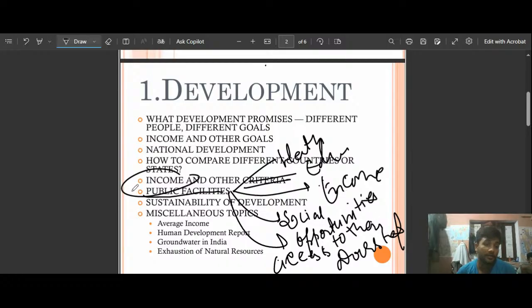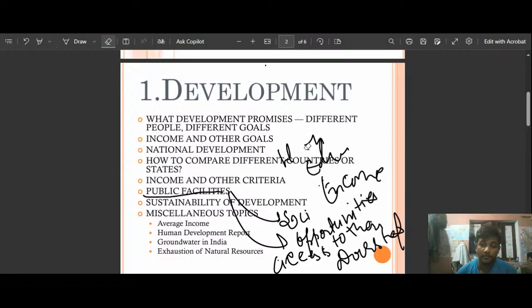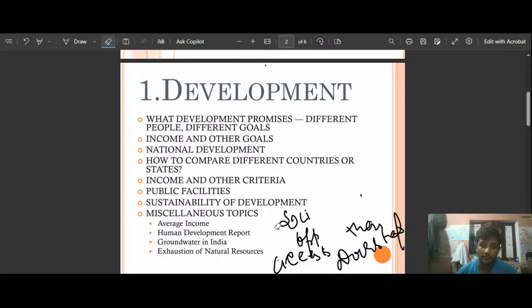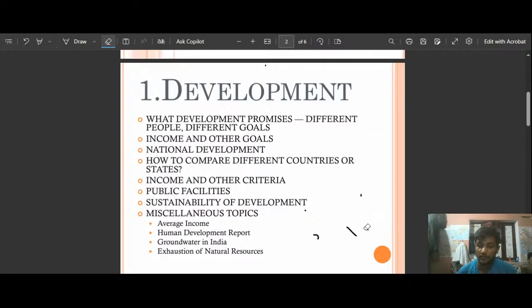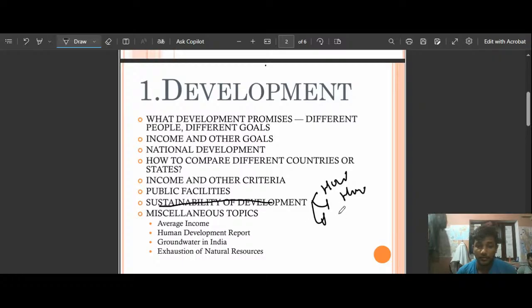And next we are going to see sustainability of development. That means how development is sustainable, how much development is sustainable, how sustainability influences development, and other criteria.